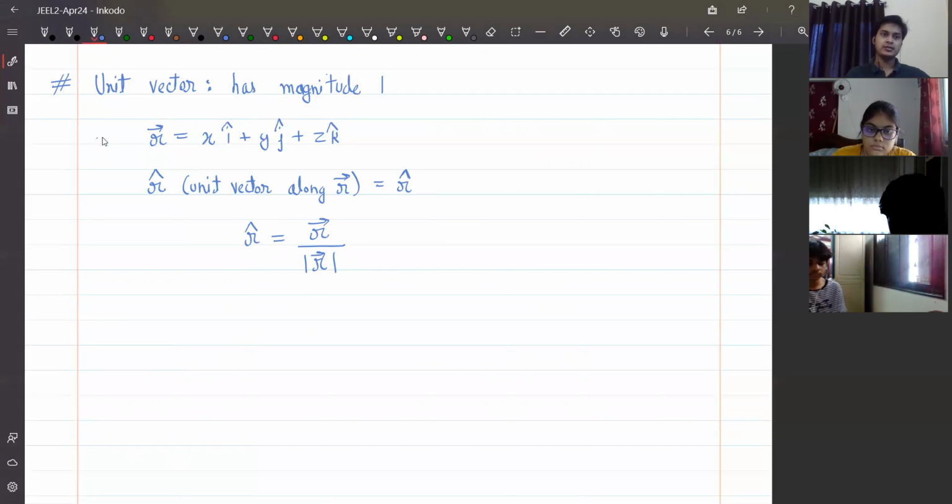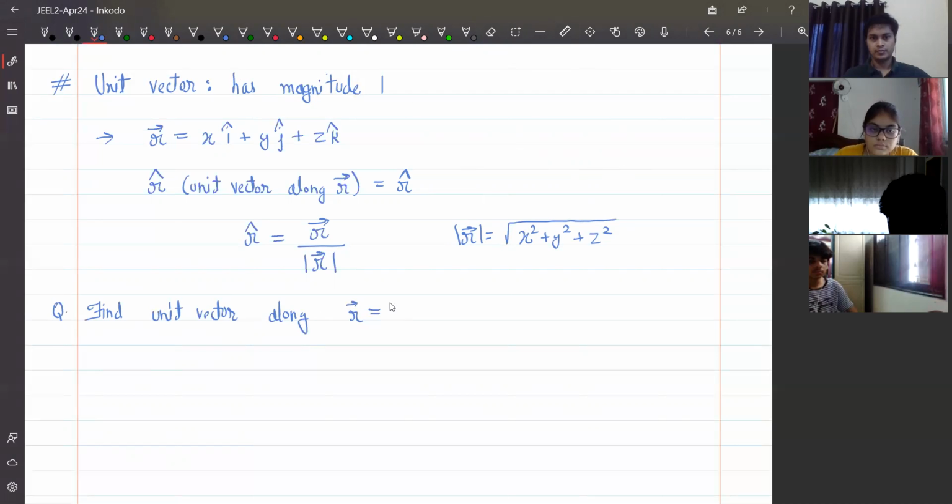So if a vector is given, I can calculate its magnitude, that is root over x square plus y square plus z square. And this is how we get the unit vector along any direction. For example, if I have to find the unit vector along a vector given as 3i cap plus 4j cap plus 5k cap.